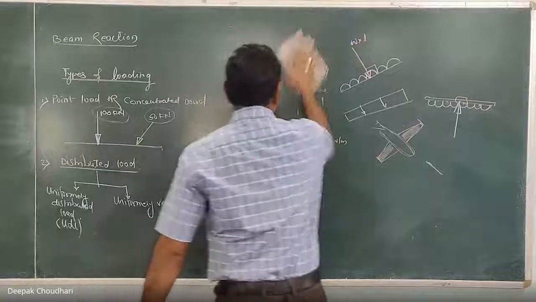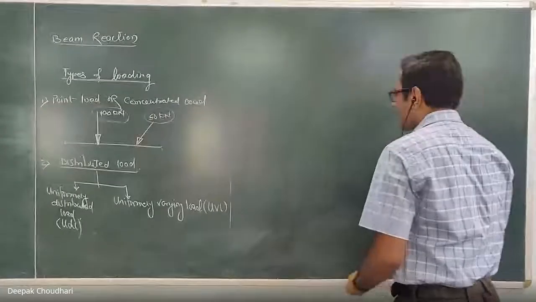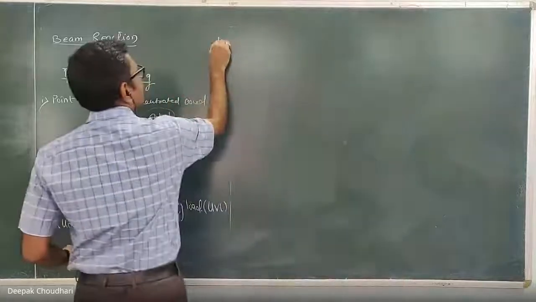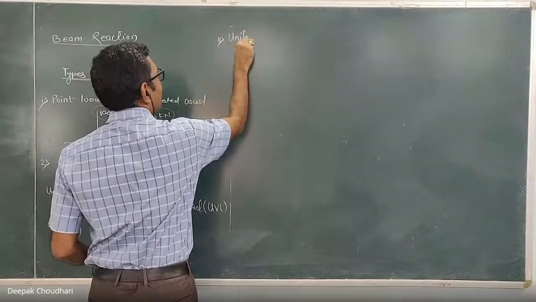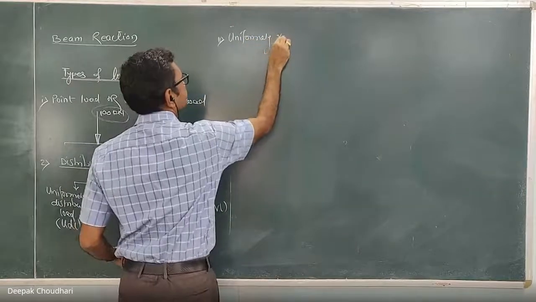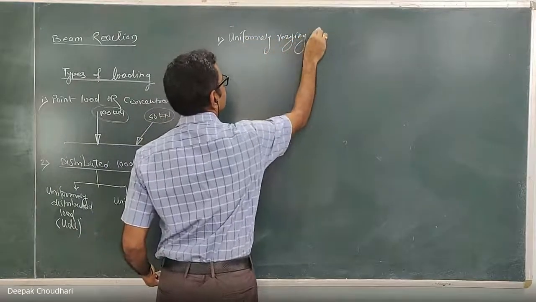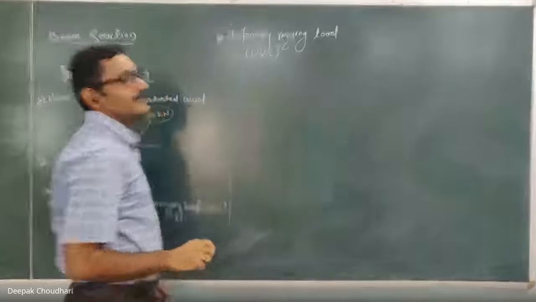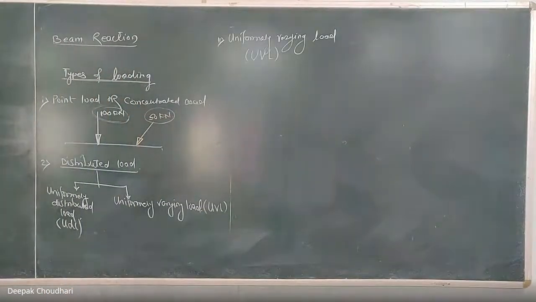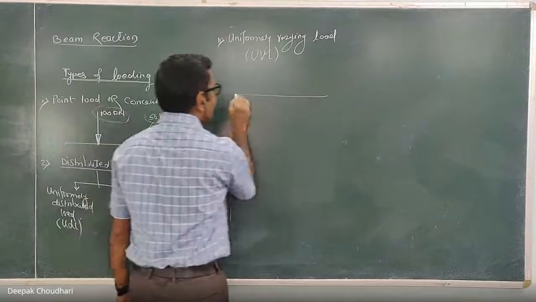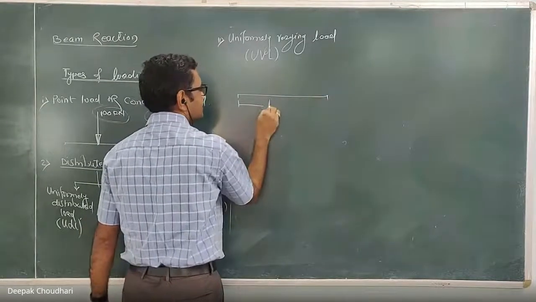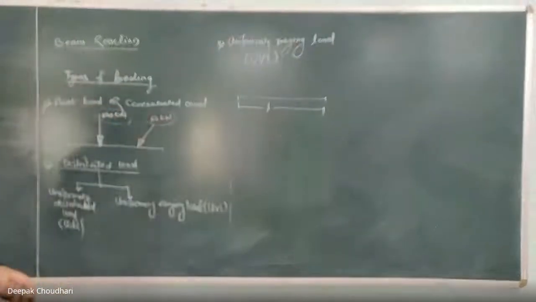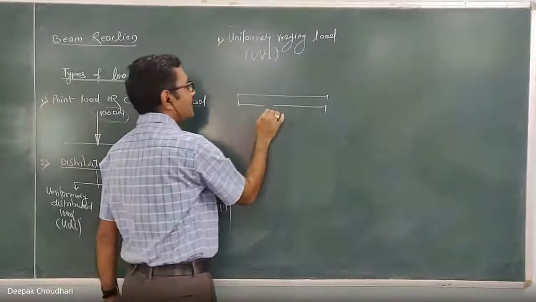Now, the second type of load is the uniformly varying load. In short, it is known as a UVL. Now, this UVL is also a distributed load. ये UVL भी distributed load ही है. लेकिन इसका distribution कैसा है? Let it be spread over a length of L meter.